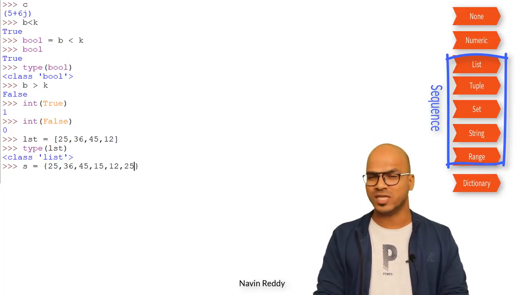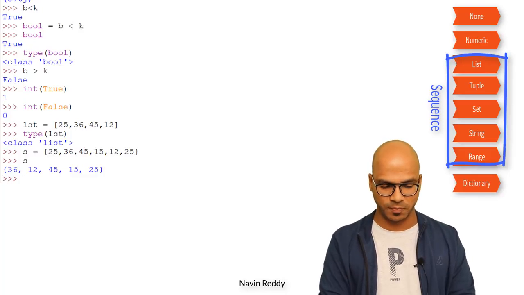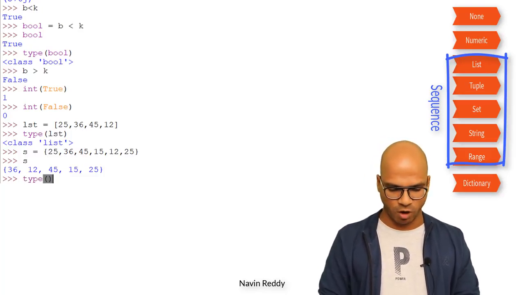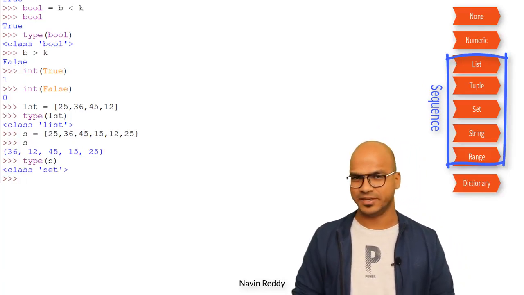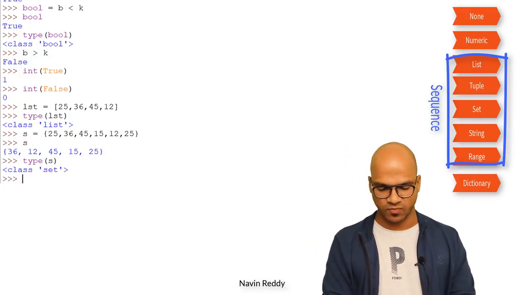So I specify these values, and you can see if I say enter and if I say s, you get the values there, and you can see it is not repeating. And if I check the type of this s, it is set, right? So even this works. Now the other type we have is tuple, which we have worked with again.